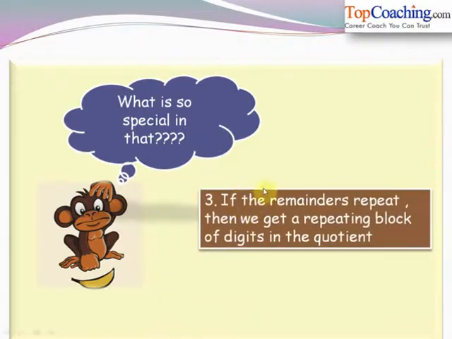The third striking feature is, if the remainders repeat, then we get a repeating block of digits in the quotient. So if the remainders are repeating themselves, then of course we'll get a repeating block of digits in the quotient. These were some of the examples to give you a brief about what are terminating decimals, what are non-terminating decimals, and in the category of non-terminating, what are the recurring decimals.